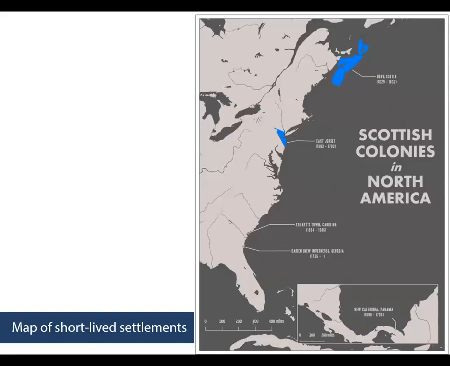So here's a map of some of those short-lived colonies just to geographically point out where they were, up in Nova Scotia, in East Jersey, and in Stewartstown, down in the Carolinas, and down here in Darien, Georgia. And in the lower inset map, you can see almost near Panama.